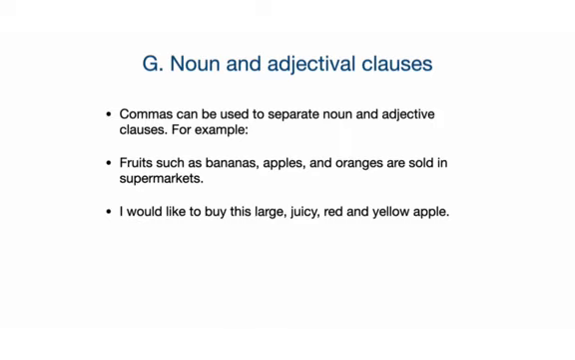Noun and adjectival clauses. Commas can be used to separate noun and adjective clauses. For example, fruits such as bananas, apples, and oranges are sold in supermarkets. I would like to buy this large, juicy, red and yellow apple.